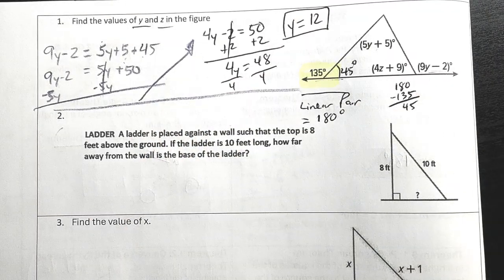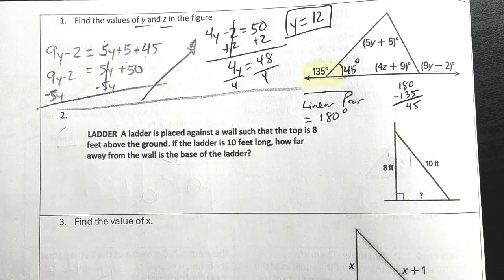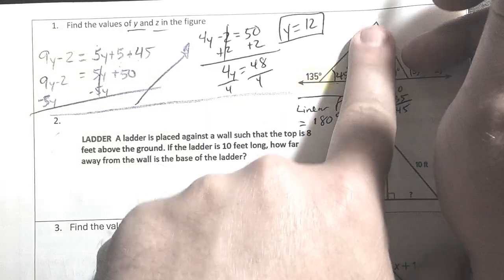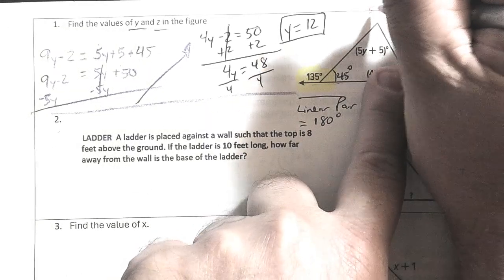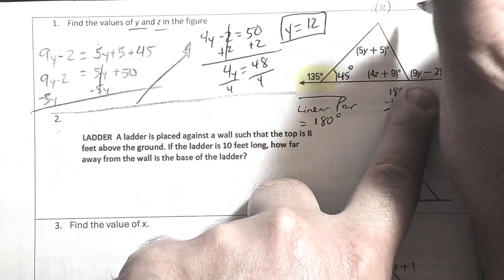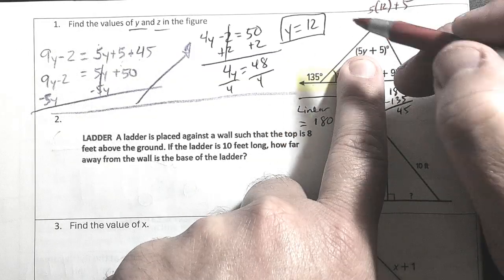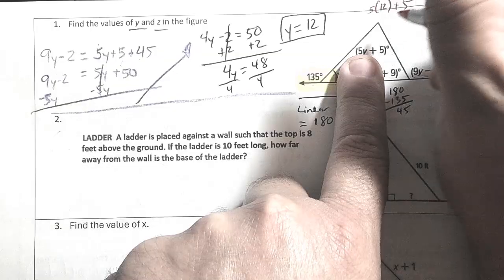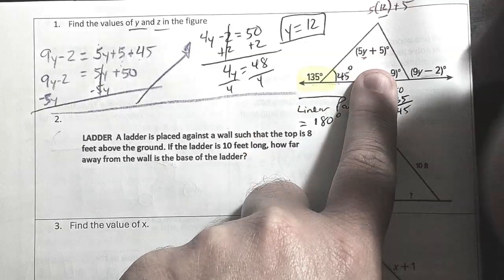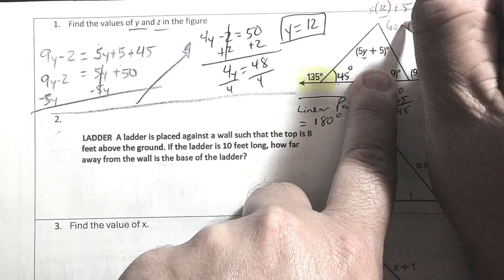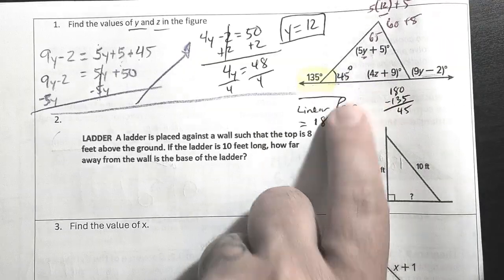So let's do this. This is 45. I'm going to write this above. So 5y, or 5 times 12, plus 5. See, y equals 12, so we plugged it in there. So 5 times 12 is 60, plus 5 makes this guy 65.